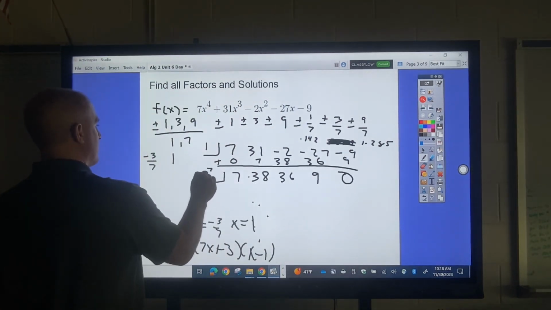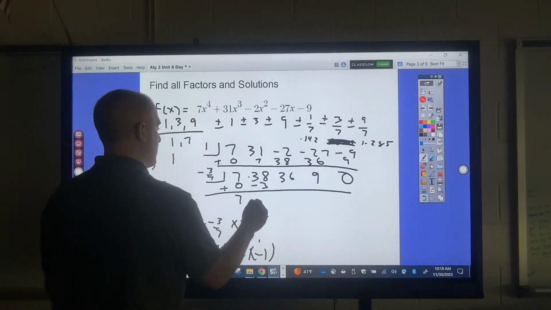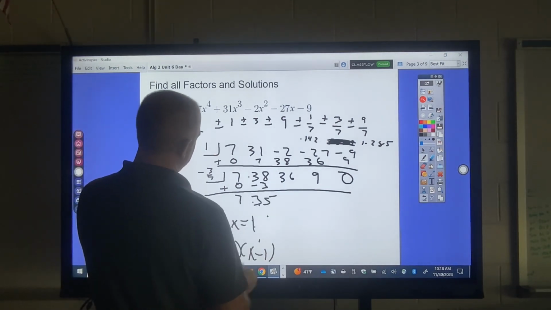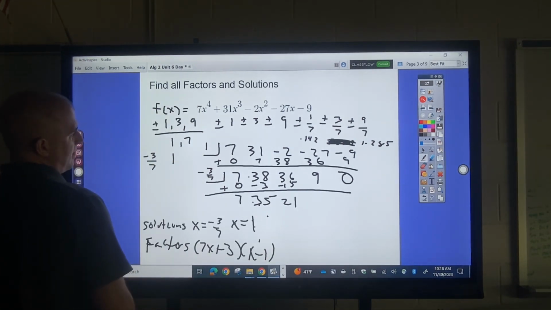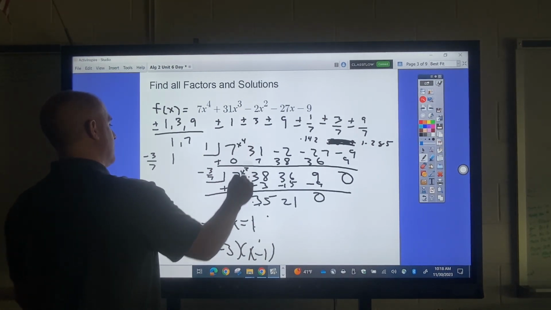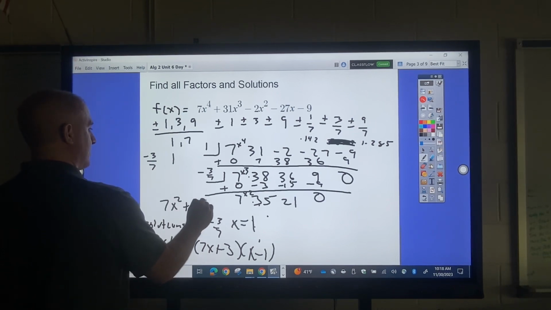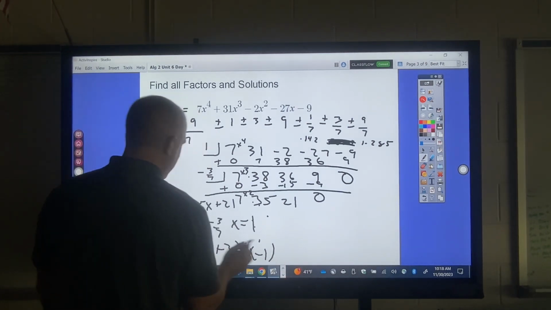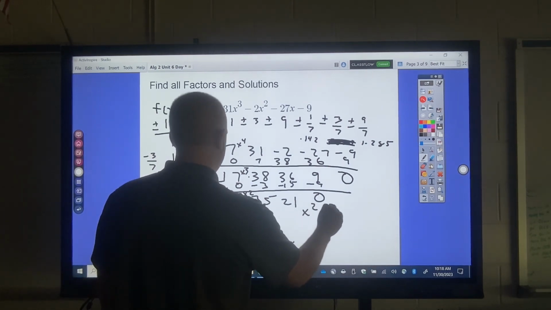Then I want to do negative 3/7. That's 7. 7 times that's negative 3. That's 35. That's negative 15, which would be 21. 21 times that is negative 9, gives me 0. So this is x to the 4th, x cubed, x squared. So I got 7x squared plus 35x plus 21. If I take out the 7, which may be easier, that would be x squared plus 5x plus 3.